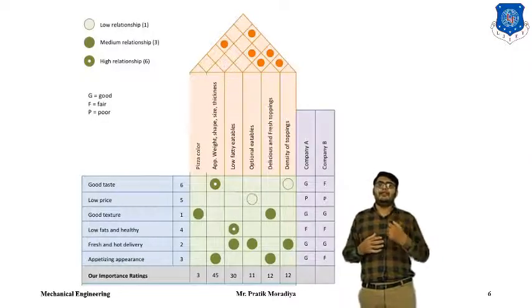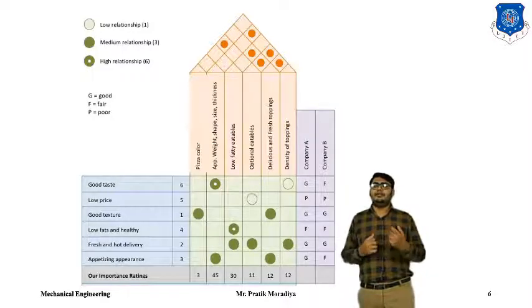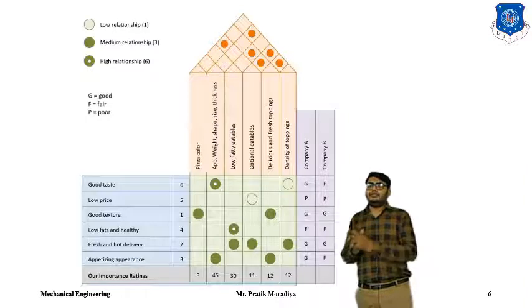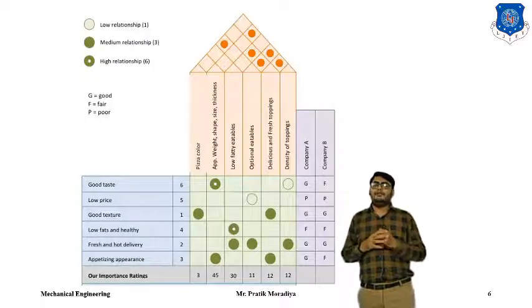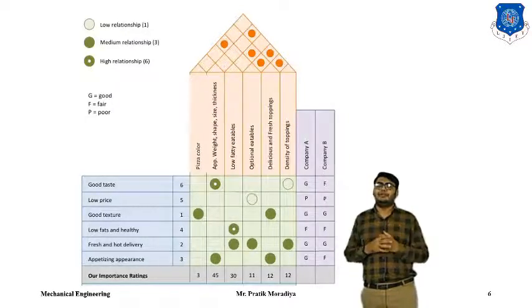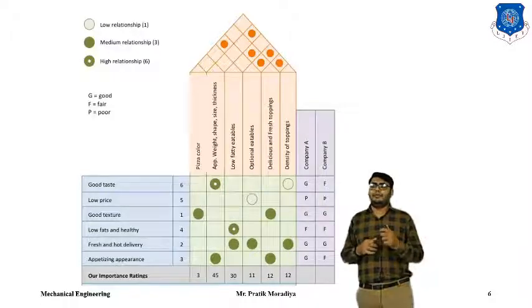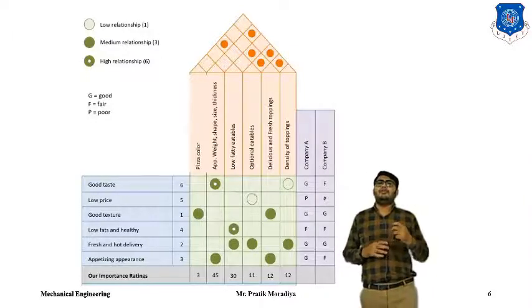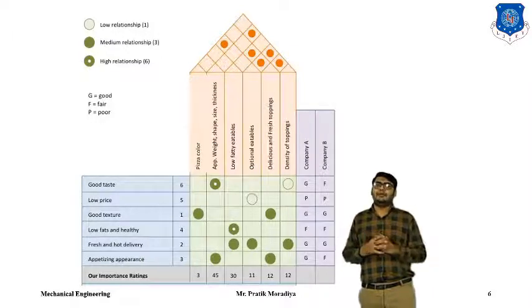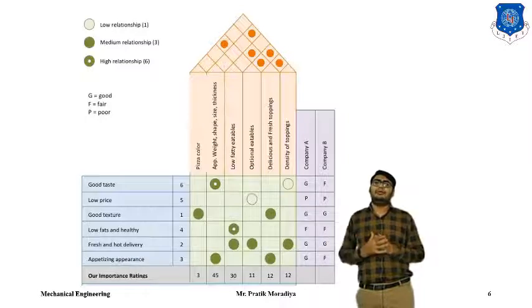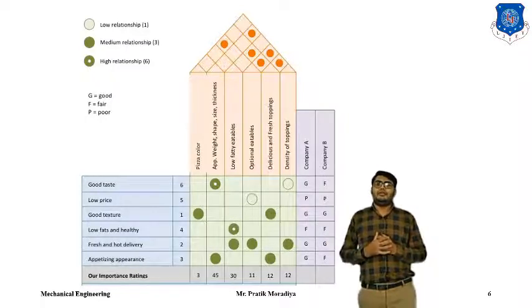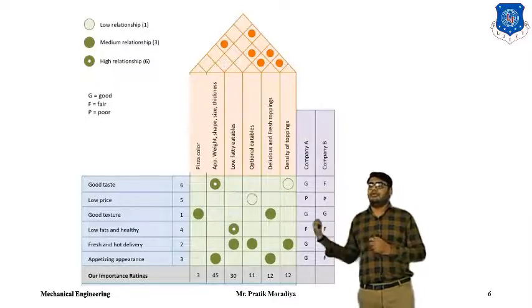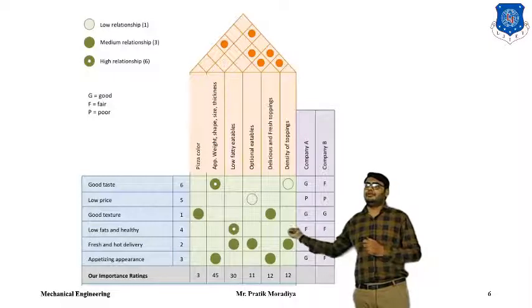If they are providing fresh vegetables, then it will have an impact on the taste. If they are providing fresh vegetables, then it will have an impact on the nutritious value of the pizza. But also, if they are giving fresh vegetables, then the price will be affected as well. So this is what a relational matrix here looks like.